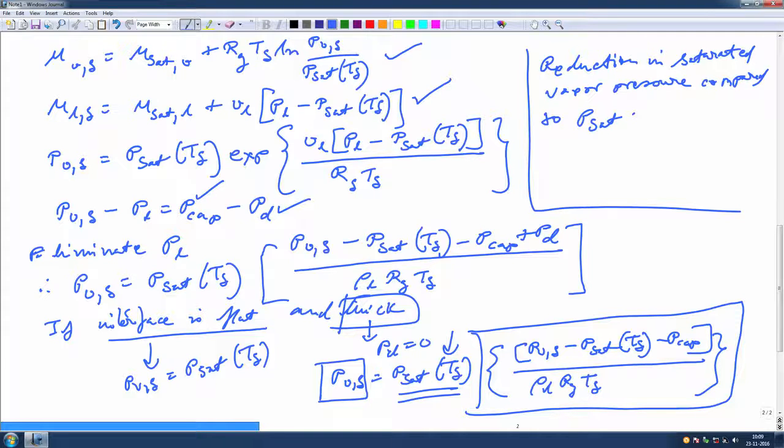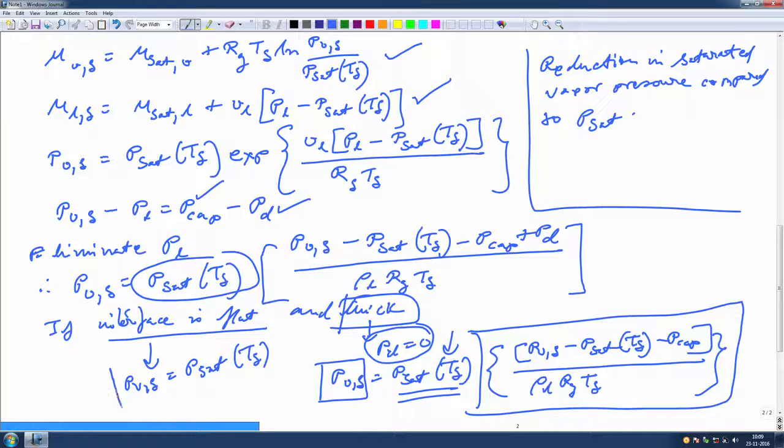So what does the curvature do? If there is a disjoining pressure and a capillary pressure, there is a definite reduction of the saturation pressure near the interface. Even if there is no disjoining pressure, there is a reduction in saturation pressure at the interface because of the normal curvature.